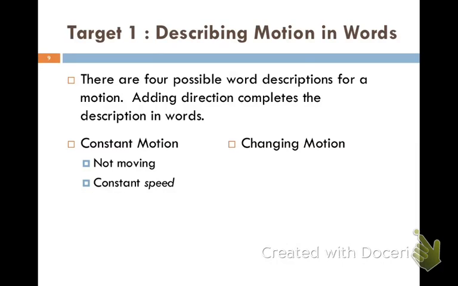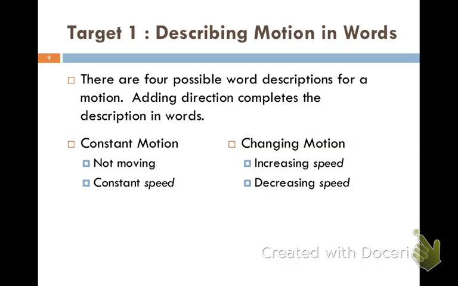So another way of describing motion, and this is going to be adding something new, is going to be changing motion. More specifically, saying something that is increasing its speed or decreasing its speed. If you guys remember from the first part of Unit 1, this is going to be when our net force is going to be greater than 0.